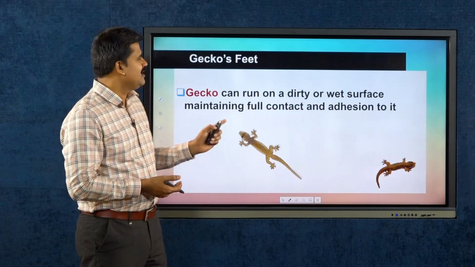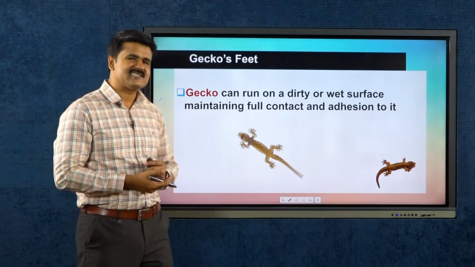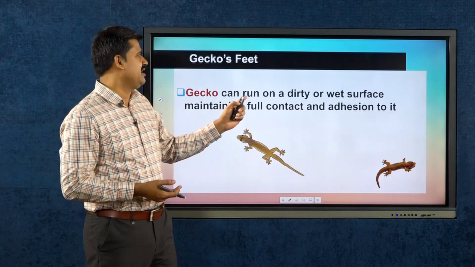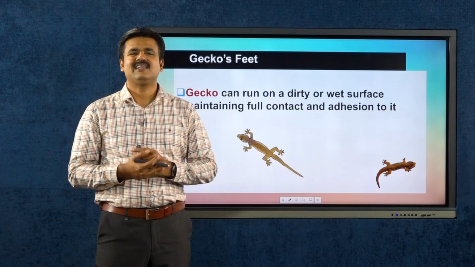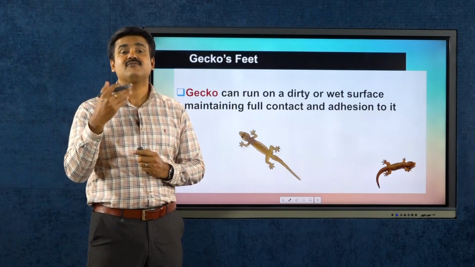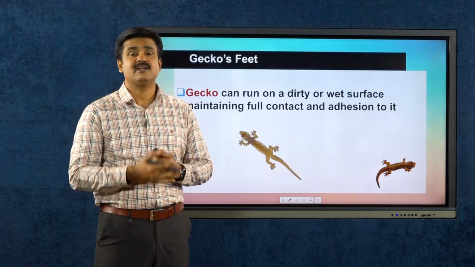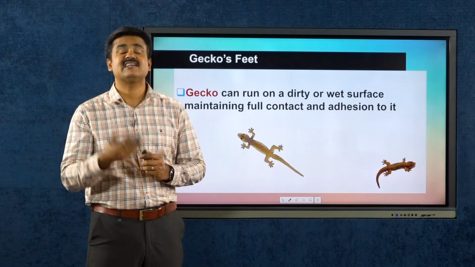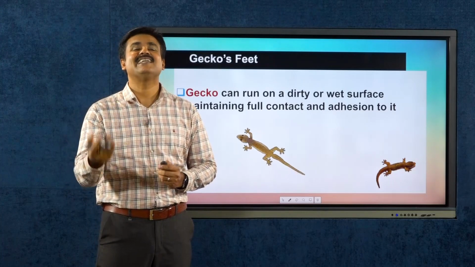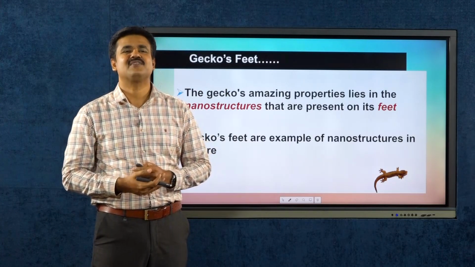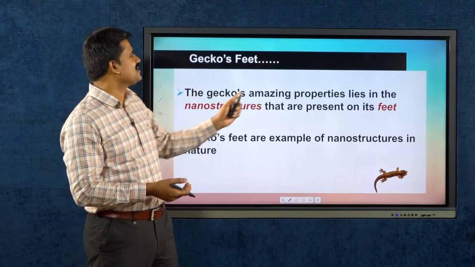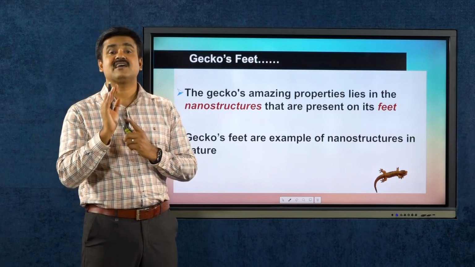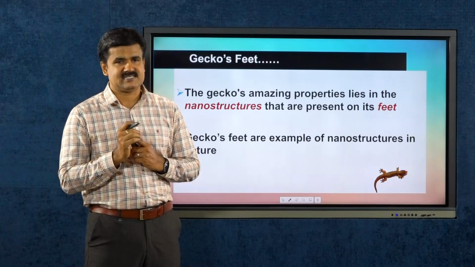Now, this creature is very common to you. It is a gecko. A gecko can run on a dirty or a wet surface, maintaining full contact and adhesion onto it. And what is the reason for its strong adhesion property? This again is attributed to the presence of nanomaterials. The gecko's amazing property lies in the nanostructures that are present on its feet.